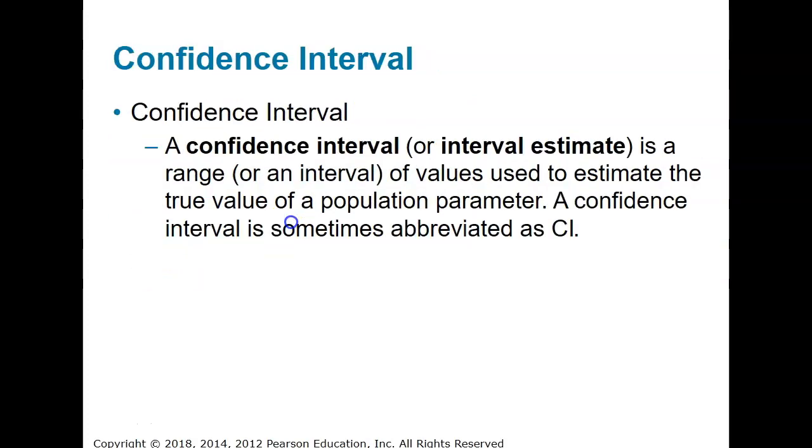Okay, so moving on to what we really want to focus on, and that is our confidence interval. Sometimes it's called an interval estimate. It's a range or an interval of values that's used to estimate the true value of the population parameter. Sometimes you'll see it abbreviated as a C, confidence.